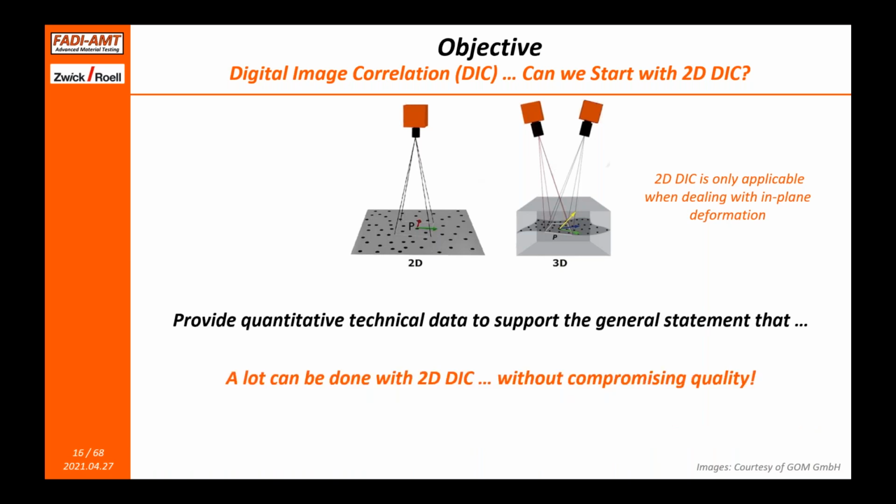The objective here is to provide you with the technical data, not just general comparative data by just saying 2D DIC is good for planar and 3D is good for out of plane. No, give you the quantitative technical data to support the general statement that we can still do a lot with 2D DIC without compromising quality. And so that's the objective of the webinar today. And so hopefully we can prove that today.